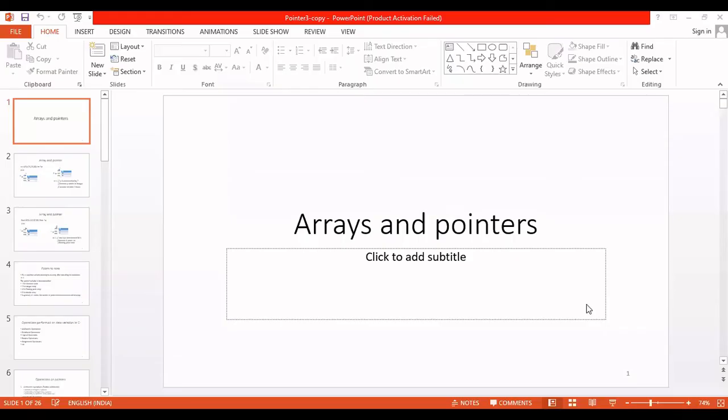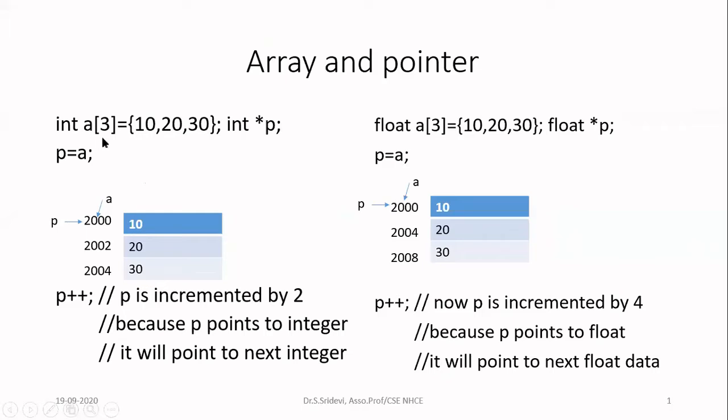In this class, we'll see the concept of arrays and pointers. Assume that A is an array with 3 elements and I have 10, 20, 30 in that array. Then I am declaring P as a pointer to an integer. Now I can make this pointer to point to this array.